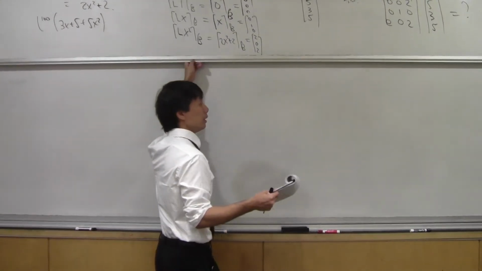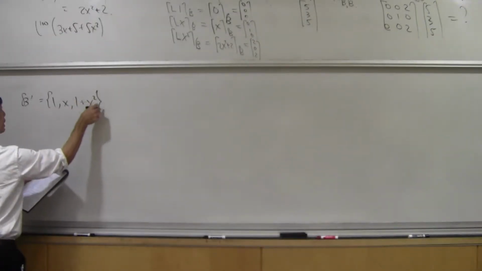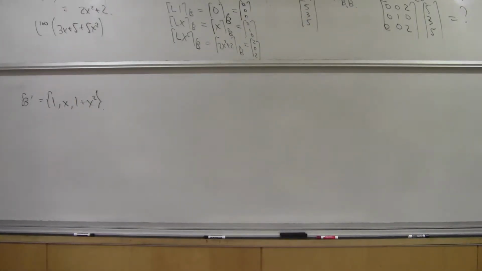But there's an even better option, which is to use a different basis. So we have a basis B prime. Out of nowhere, we pull this basis, which turned out to be really good. Basis B prime: 1, x, 1 plus x squared. Where did we get that? Out of nowhere.